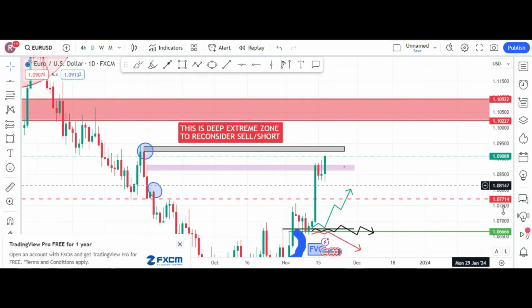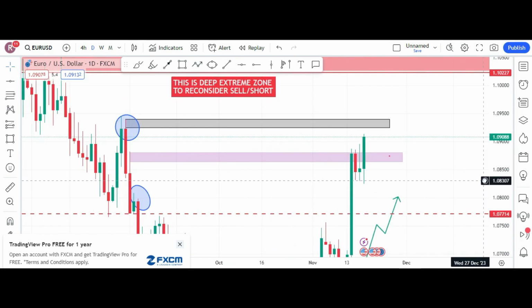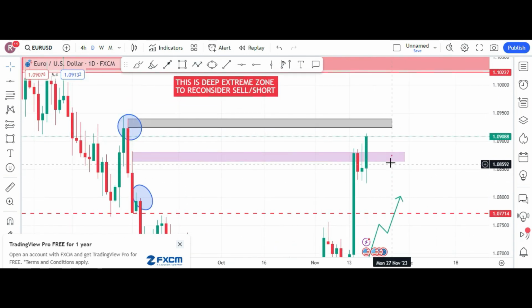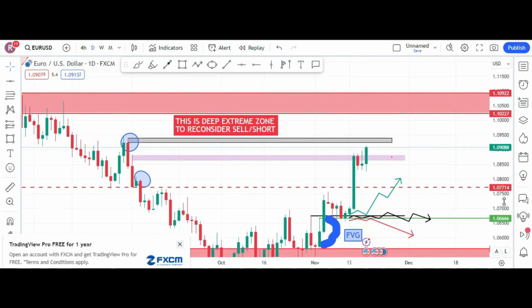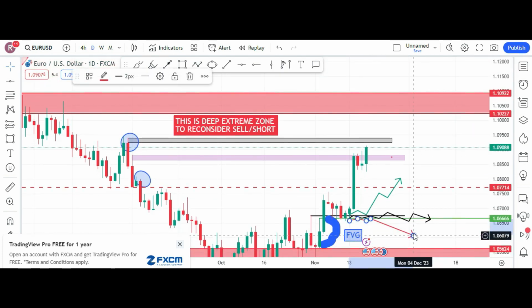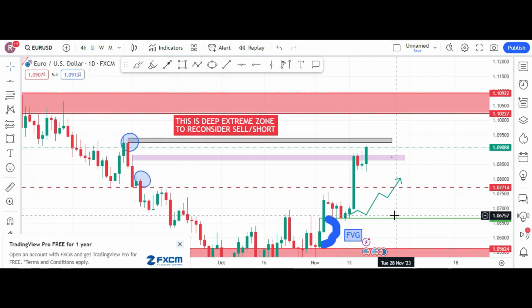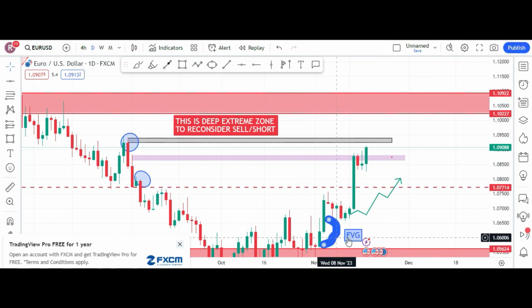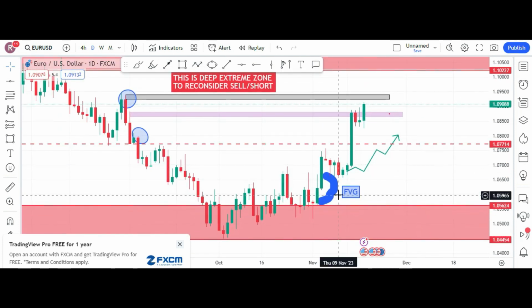In the daily time frame, it is clear that it has already broken this area through this candle, but at the same time, we should remove all these. No point keeping these things, and this FVG we leave it right now.